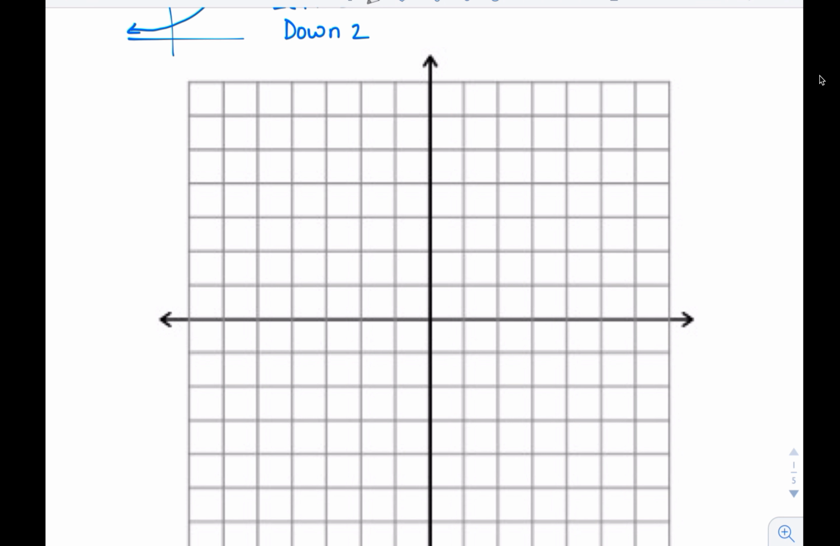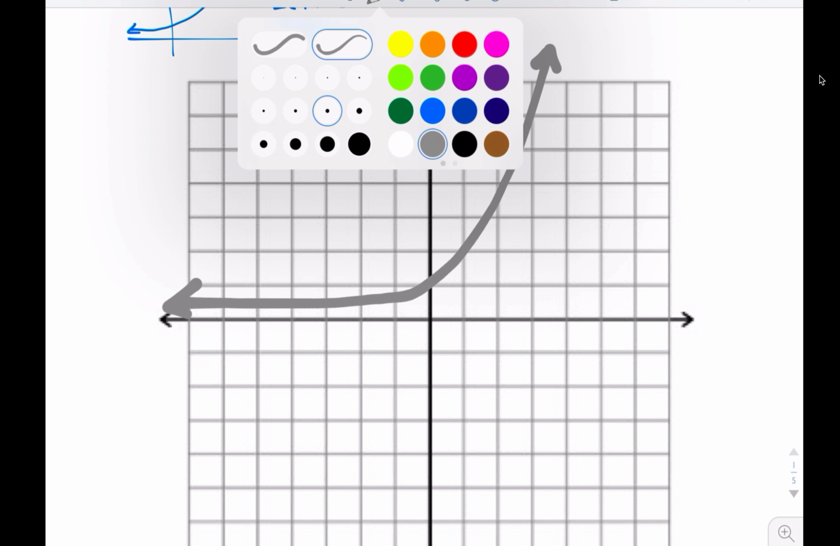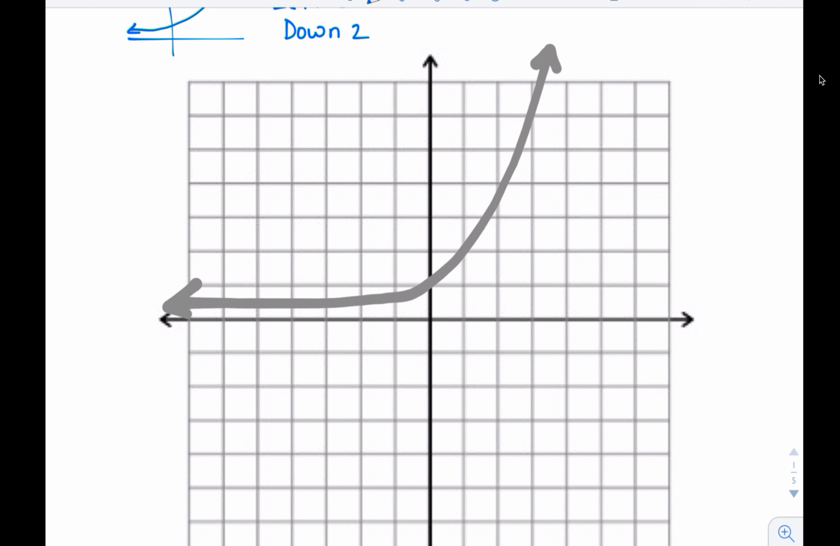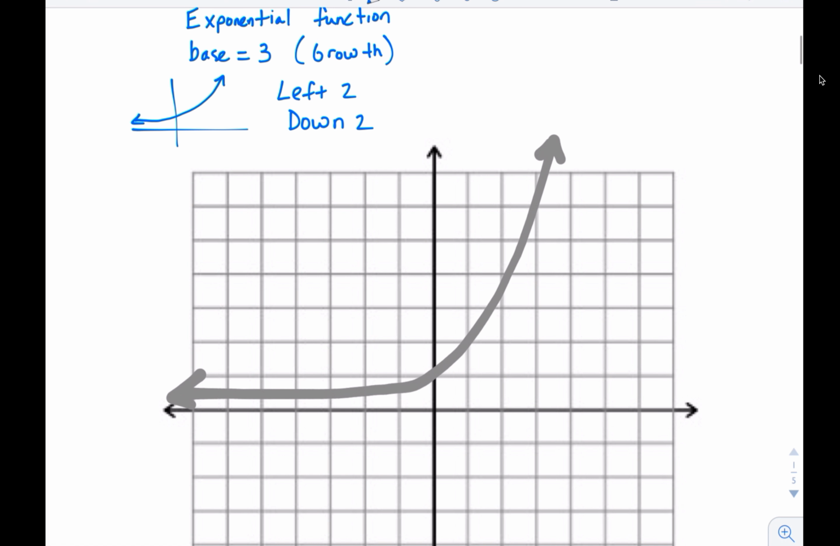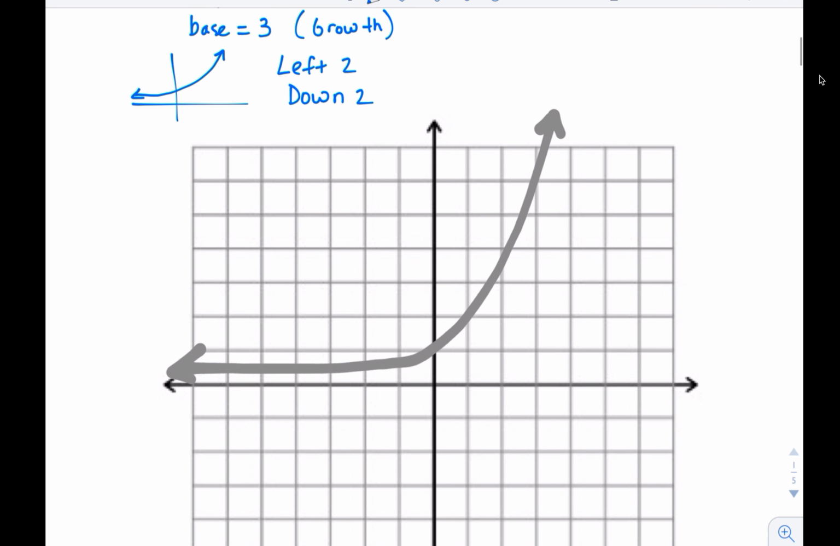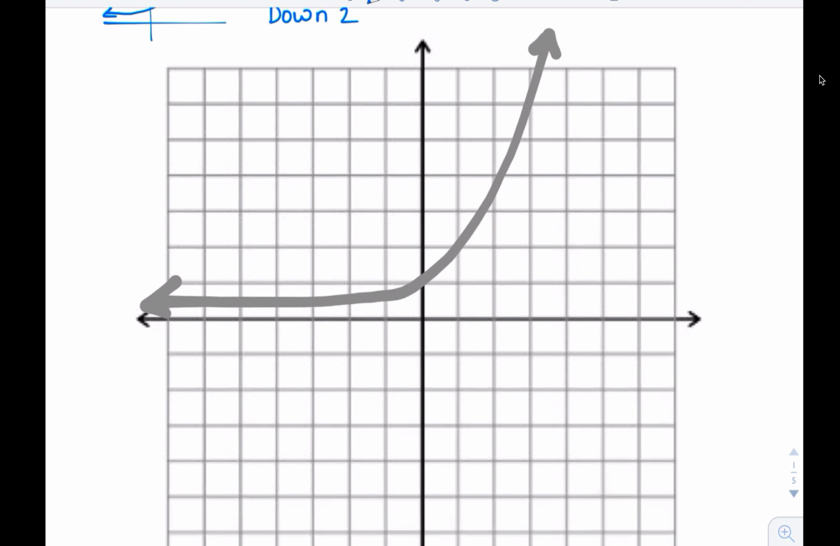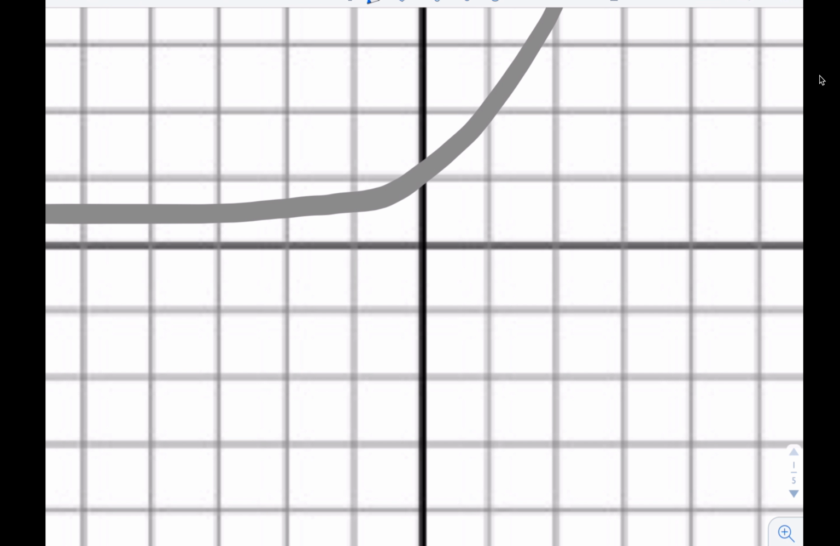The parent function looks something like that. You want to make sure it's going through 0, 1. That's the y-intercept, and then you're going to do your graph from there. So I know I should be moving 0, 1 left 2 and then down 2, so that's going to put me at -2, -1.